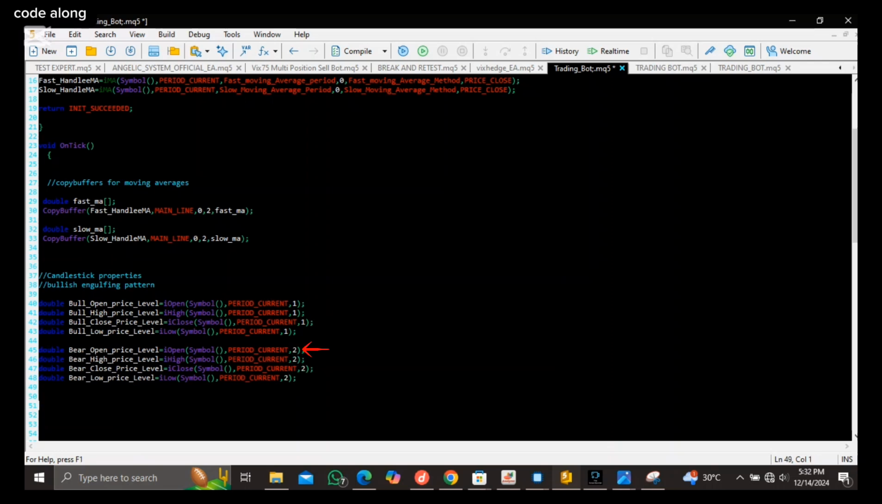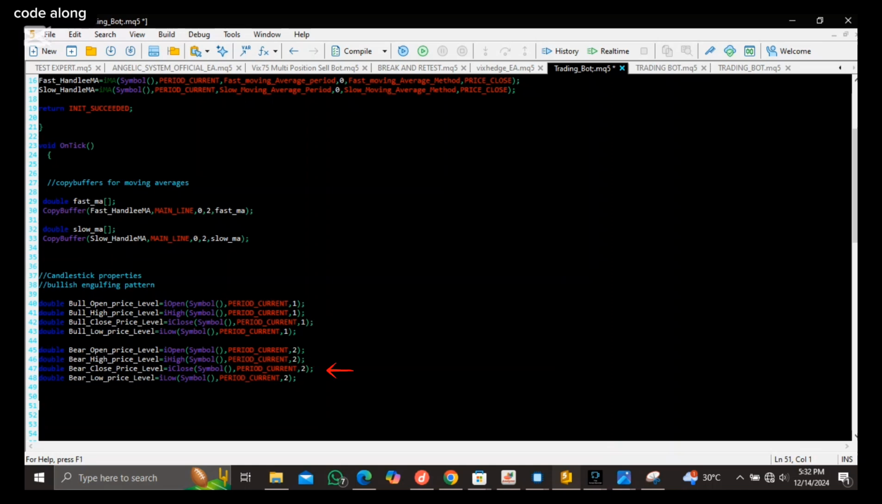double bearOpenPriceLevel = iOpen(_Symbol, PERIOD_CURRENT, 2). This line retrieves the opening price of the candlestick before the previous one, shift 2, and assigns it to the bearOpenPriceLevel variable. double bearHighPriceLevel = iHigh(_Symbol, PERIOD_CURRENT, 2). This line retrieves the highest price of the candlestick before the previous one, shift 2, and assigns it to the bearHighPriceLevel variable.